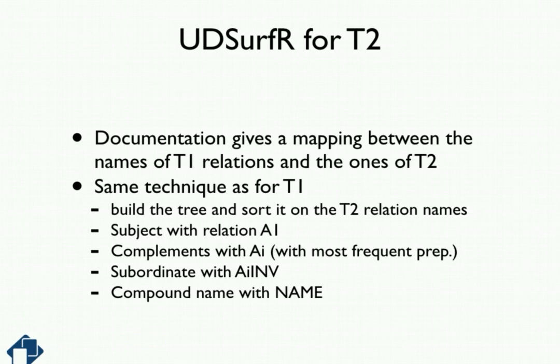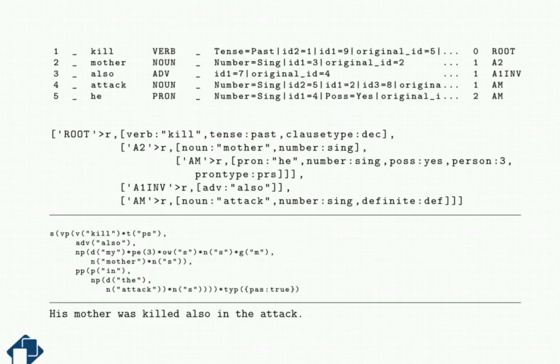In fact, the only statistical part that we do is that we apply more or less the most frequent preposition seen in the corpus, and then a subordinate is with A1 inv, and for the compound name we had to do some tricks. So for example, this is the T2 version of the small example that we had before.